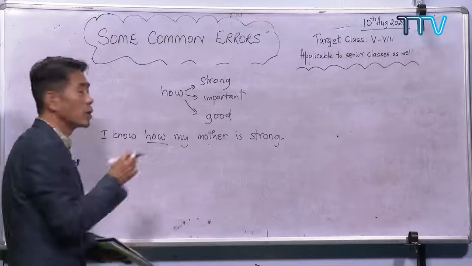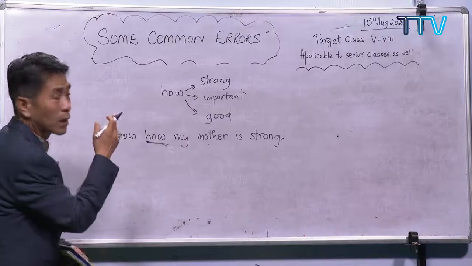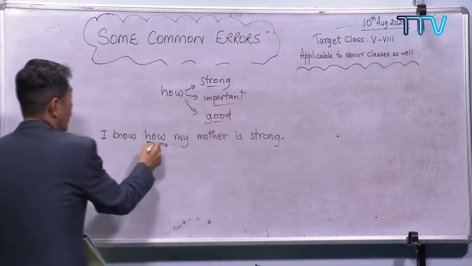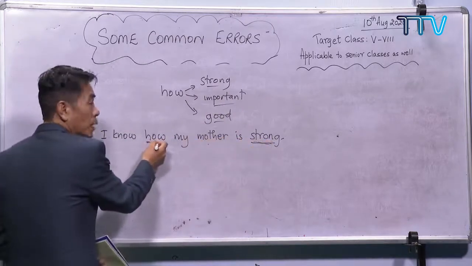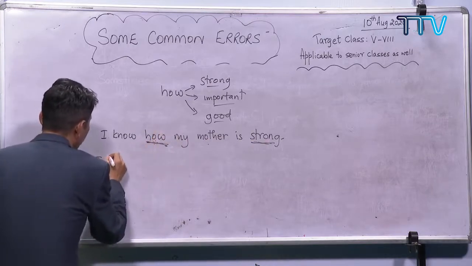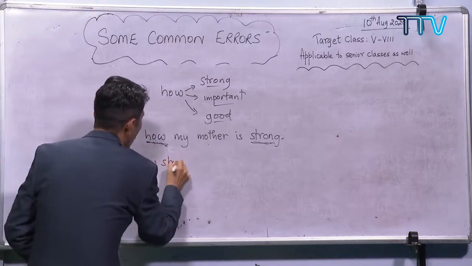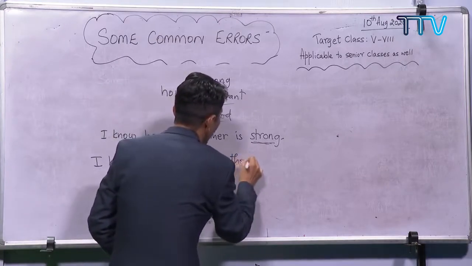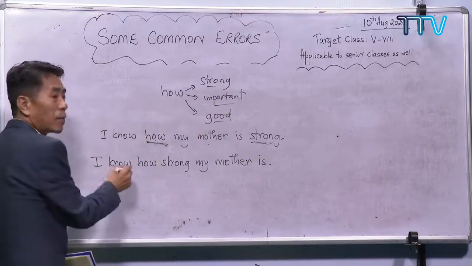Now what I want to say is whenever you use how, it should be followed by the adjective. For example, strong, important, good. Okay, yes. If you look at this, the adjective is placed in the last. But we have this word, how. So this is wrong. Now, what you should be writing, you should be writing like this. I know how strong my mother is. Okay, yes. So I told you this can be a structure.